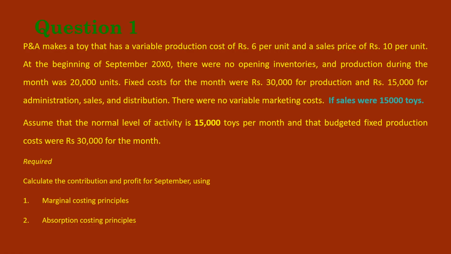So now let's take the same question, but here we are going to assume the sales were 15,000 toys. So based on that, we are going to prepare the marginal costing and absorption costing profit statement for the month of September.